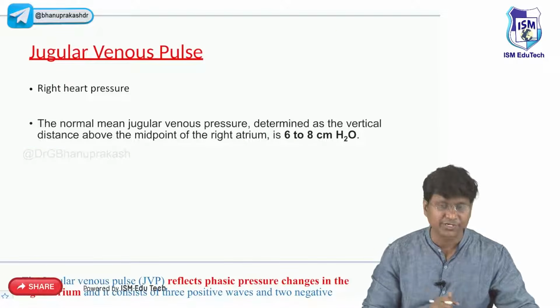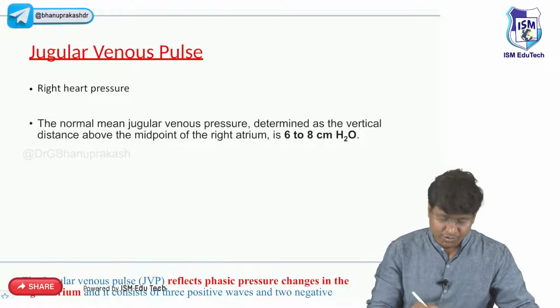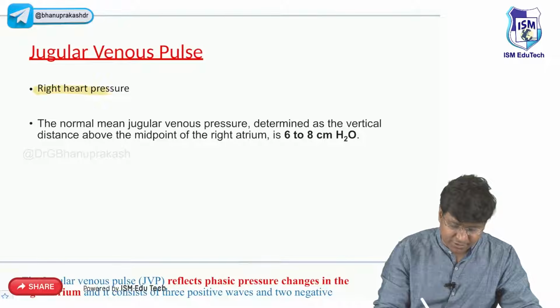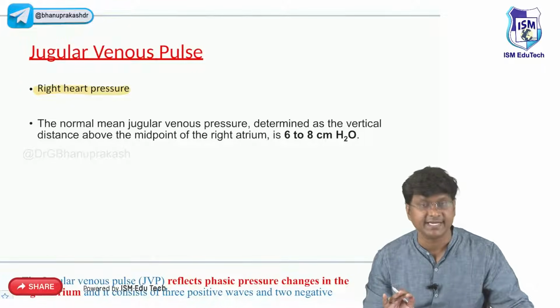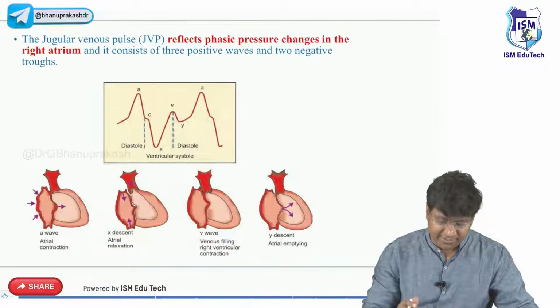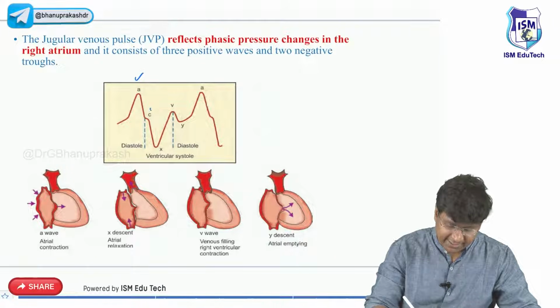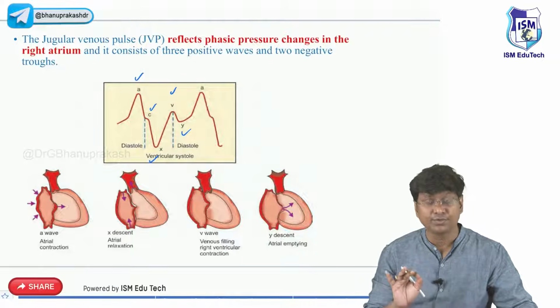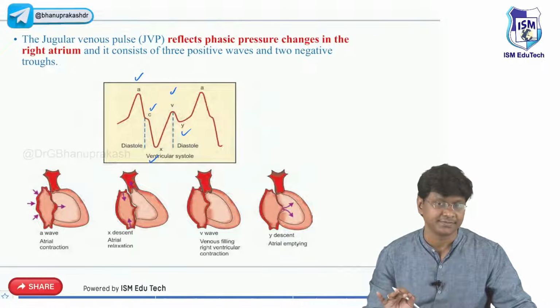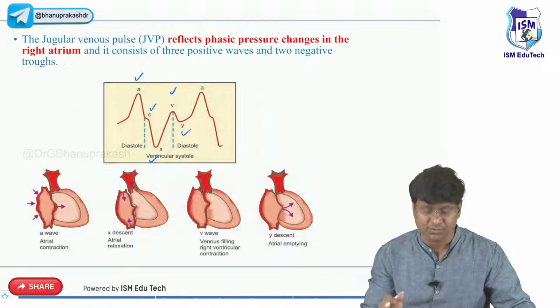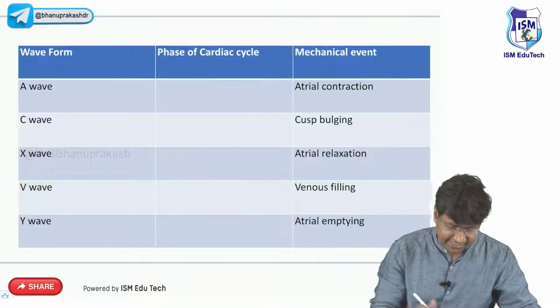Then next important topic is the jugular venous pressure. So what exactly the jugular venous pressure tells you about? It tells you about the right heart pressure. And in the jugular venous pressure, you need to know about the waves. These waves include A, C, X, V and Y. So now you need to know why these particular waves appear, and you need to correlate this with the cardiac cycle as well. So you take this A wave.